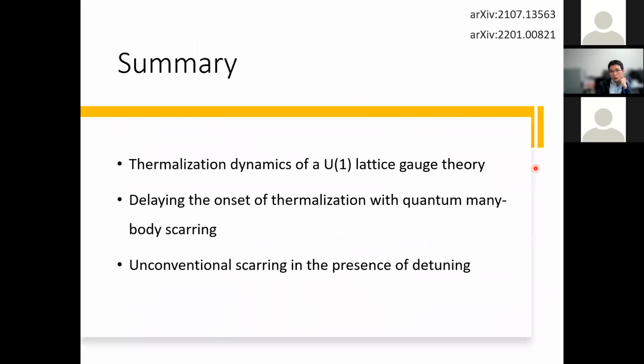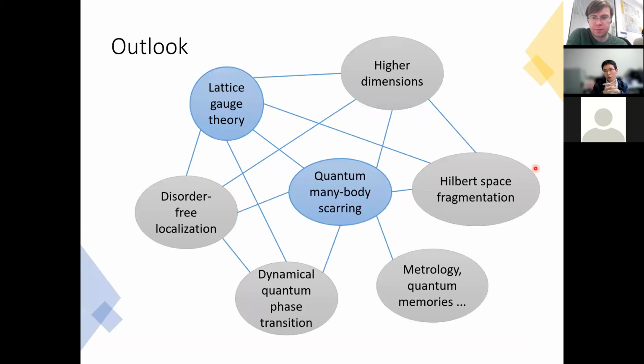So to sum up, I have showed you how we can realize a gauge theory and observe its thermalization in our quantum simulator. And on the other hand, how we can delay the onset of thermalization by realizing the scar dynamics in our Bose-Hubbard system. And we also discover this unconventional scarring regime where the polarized state also presents persistent oscillations in the presence of detuning and periodic driving. And of course, in the future, there are plenty of connections to explore.